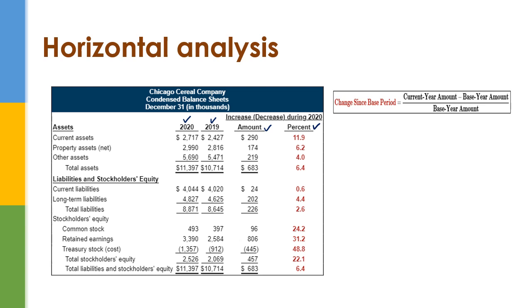So which will be the base year amount? You take the earliest one. For example, here we have 2 years, and the earliest year is 2019. So any item or amount from 2019 will become the base year amount. You can check each item figure here using this formula.